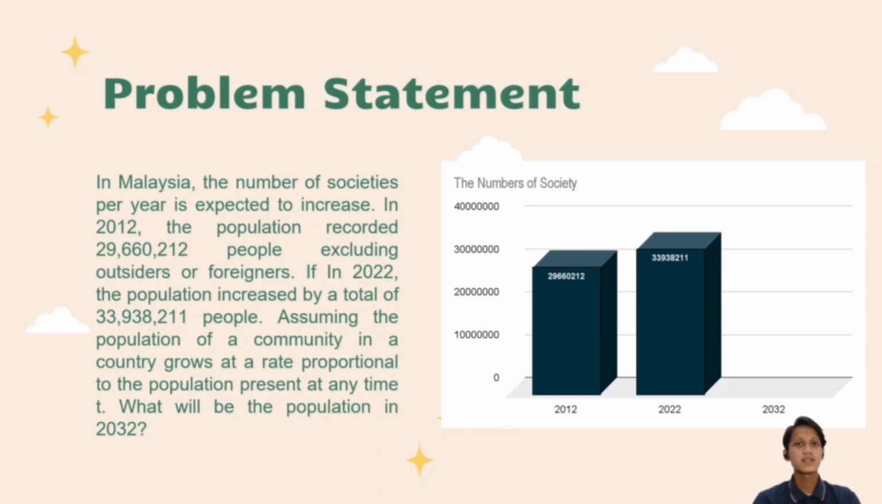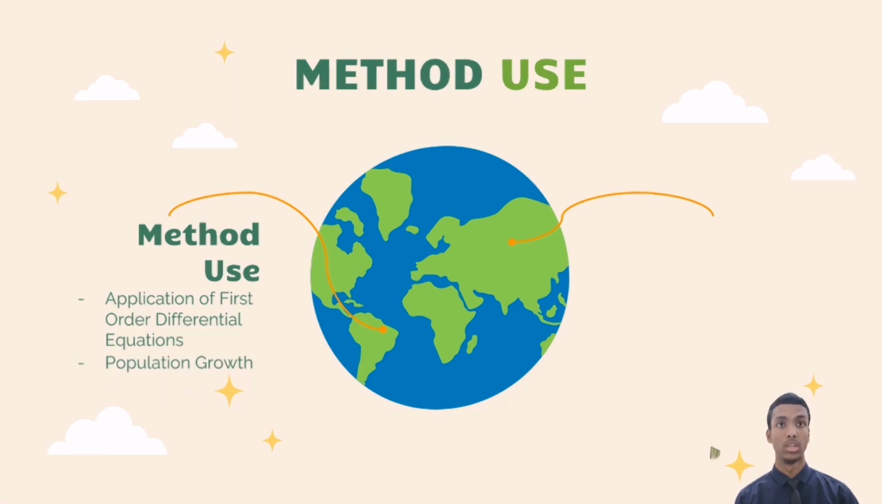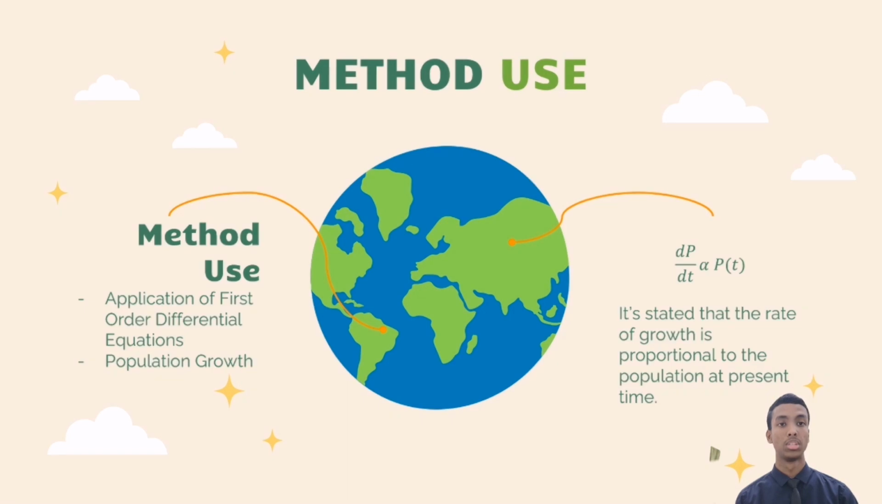As you can see here, the initial population is in 2012, and the data distribution of population growth in Malaysia is represented in the bar chart on the right side. The gap from year to year is 10 years. We use the application of first order differential equation, which is population growth. Population growth states that the rate of growth is proportional to the population at present time, which is written as dP over dt is proportional to P(t).